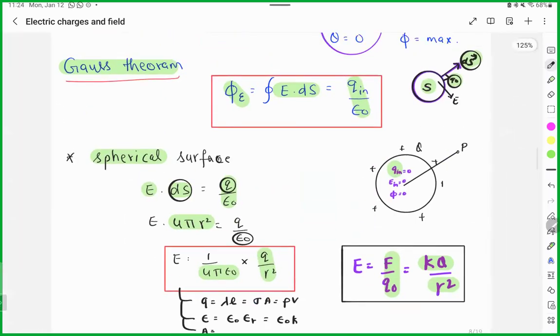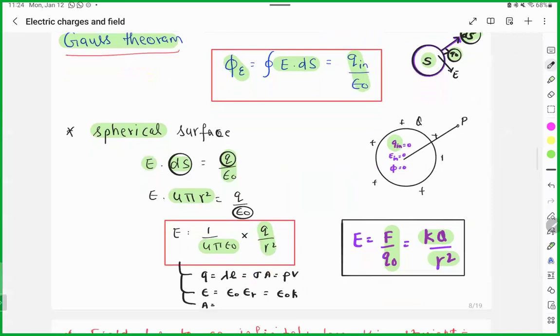Whatever will be asked, it will be asked only in these three different forms. Either you should know what the area is, what the charge is, or what the epsilon naught is, because then you can calculate the electric field. Trust me, this is sufficient for Gauss law. Everything else is just application of this Gauss law in the same way.